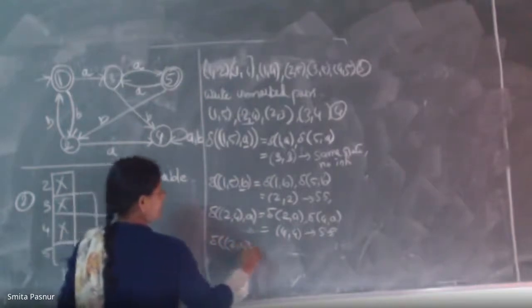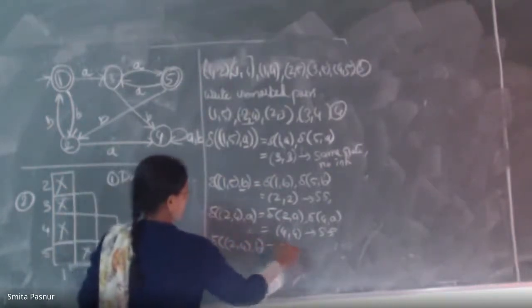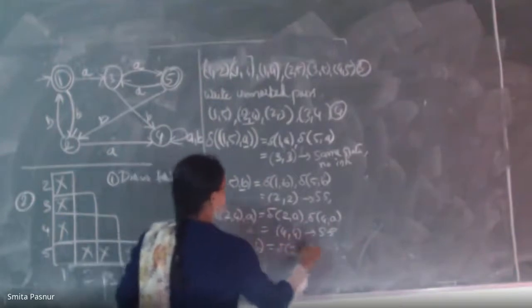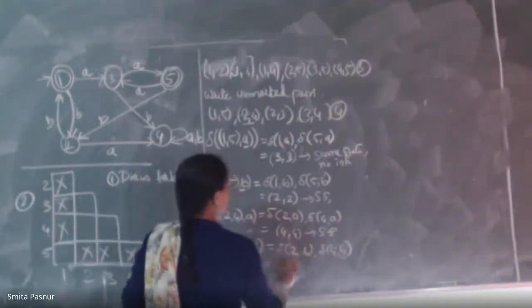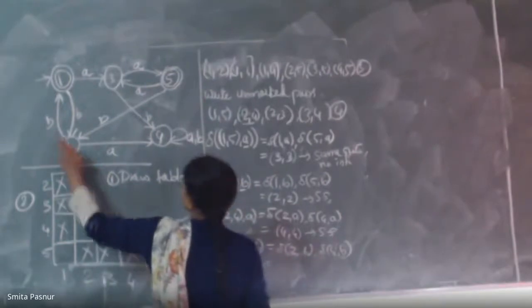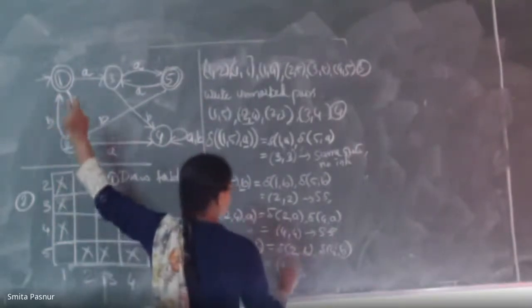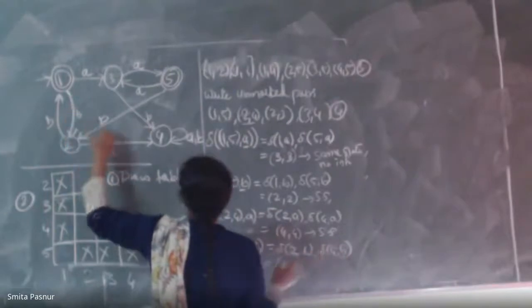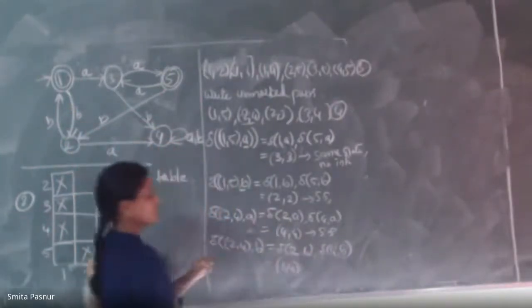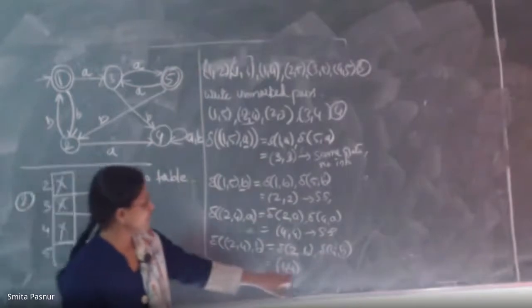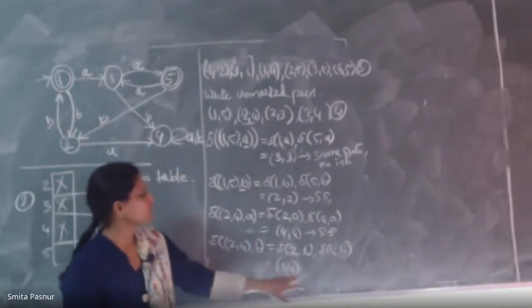So 2 comma 4 on B. So it is 2 on B and 4 on B. So what is 2 on B? 2 on B is going to 1. 4 on B is going where? 4 on B is going to 4 itself. Now check here. You got here two different states. Here you got 1 and here you got 4.